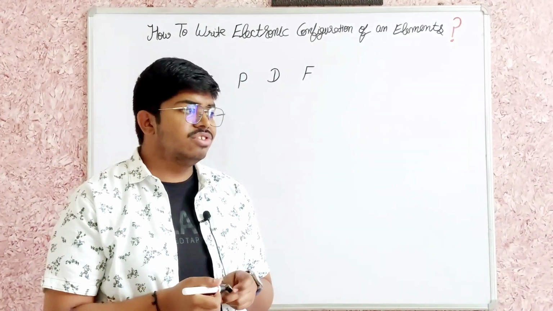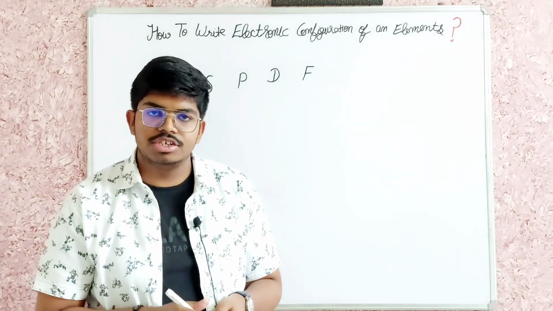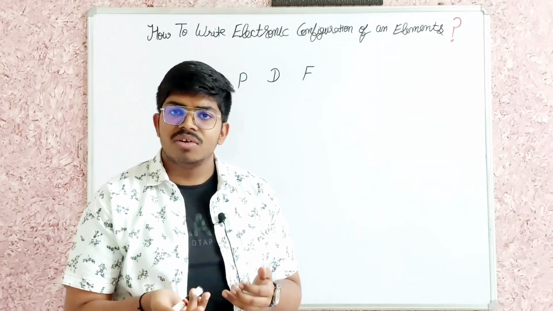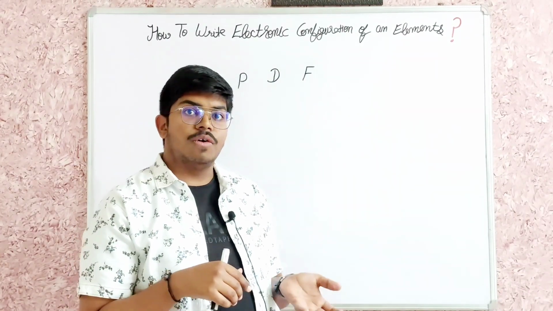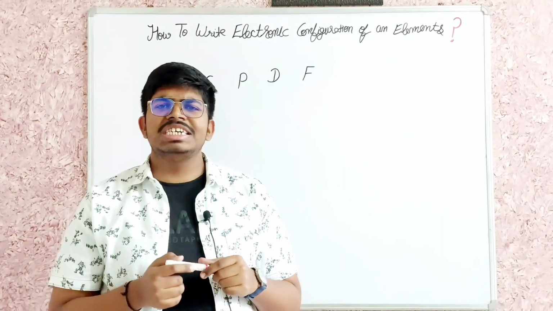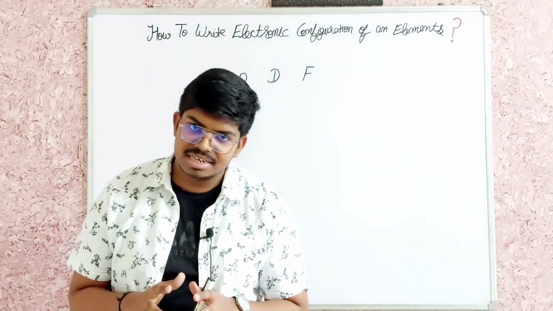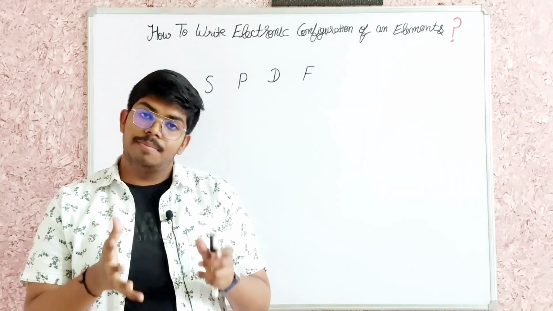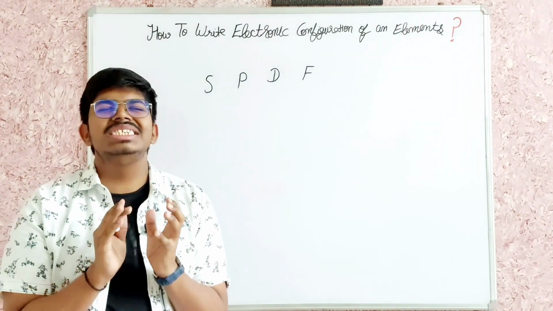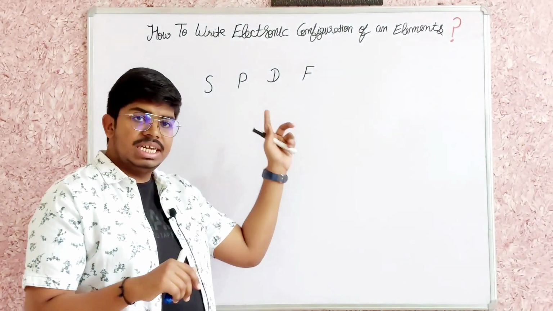Now you have to learn the trick: how to write electronic configuration. You often get confused about which will come first, S, P, D or F. Whether S will come before P or D will come before S, everything creates a mess in your mind. To avoid that mess, I am going to share with you an amazing and easy trick. We have 4 orbitals S, P, D and F.